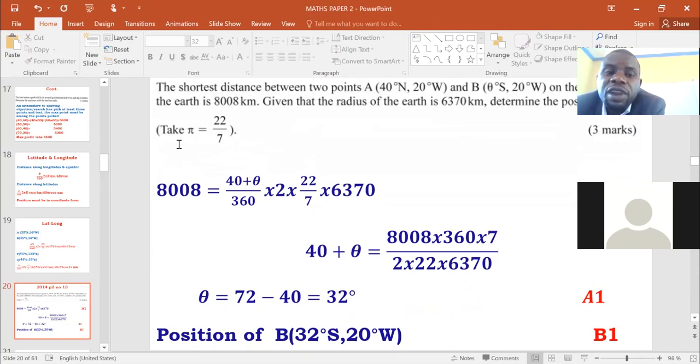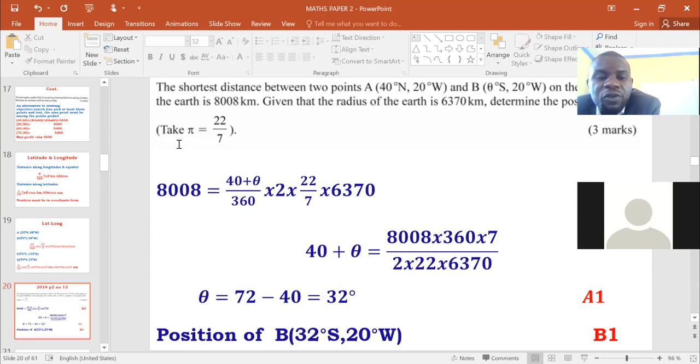That means that the distance between A and B, which is 8,008, should be the same as 40 plus theta. I'm adding the theta because 40 is north and theta is south. Is that right? So the angle difference will be 40 plus theta. You multiply by 2 pi r, you get to 8,008. If you work that out, you get your theta as 72.